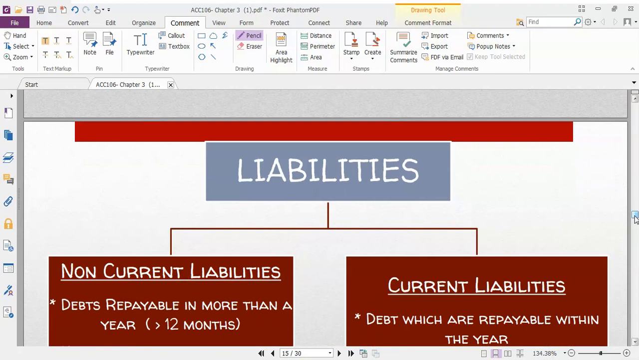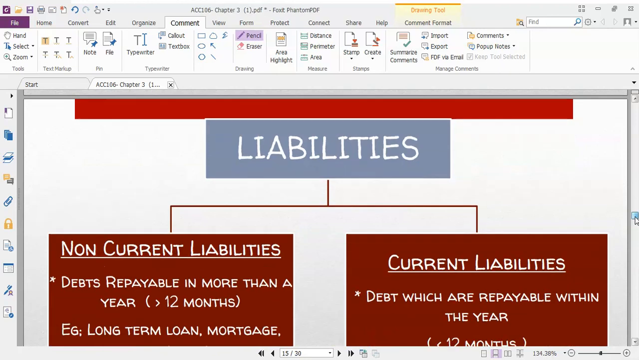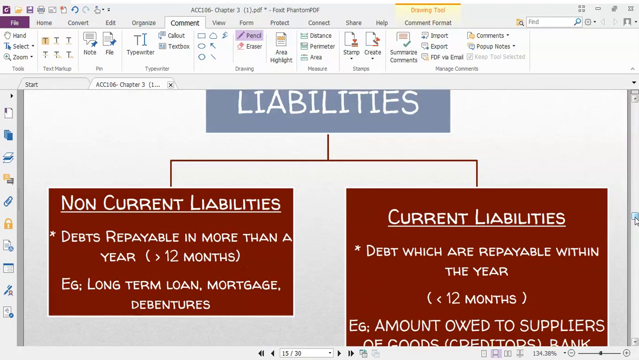Okay, liability dia pun ada dua jenis. So, asset tadi ada dua jenis juga. Liability pun ada dua jenis. Okay, can someone please read the statement in the box about non-current liabilities and current liabilities?